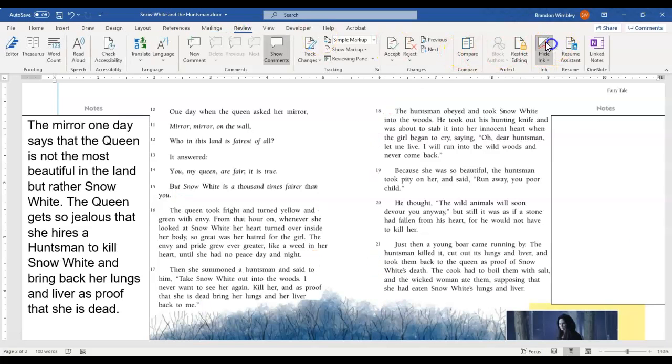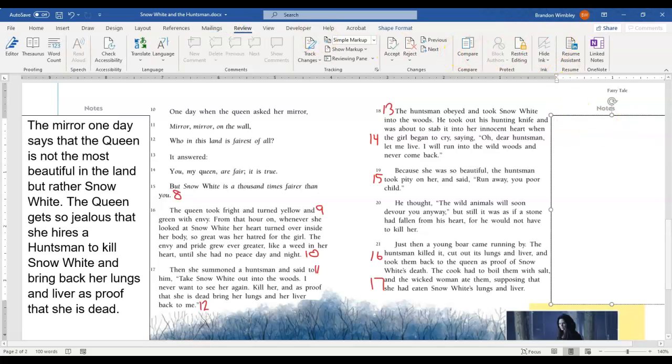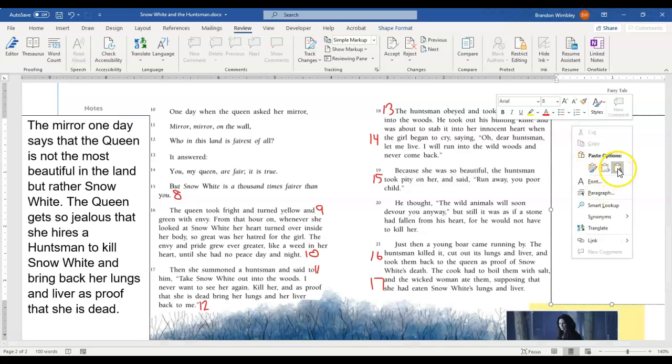So now what I want to do is put this as a summary. So I'm going to put, this is my summary. The queen asks the huntsman to take Snow White into the woods and kill her. Snow White begs for her life and the huntsman lets her go. Instead, he kills a boar and brings the animal's lungs and liver to the queen, who believes they are Snow White's, and eats them.